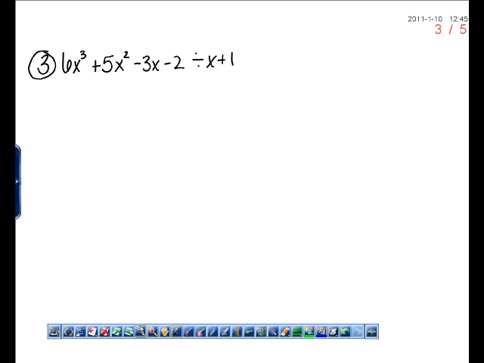6x cubed plus 5x squared minus 3x minus 2 divided by x plus 1. Am I allowed to use synthetic division? Yes. How do you know? Yeah, we've got linear. We have no coefficient in front of x. It's just x plus 1. All right, so what goes on the outside? Negative 1. My top row should read 6, 5, negative 3, negative 2. All right, give it a try.